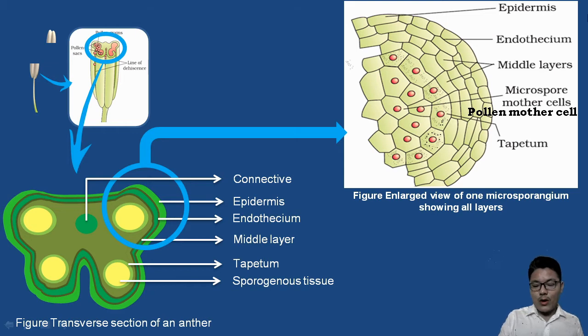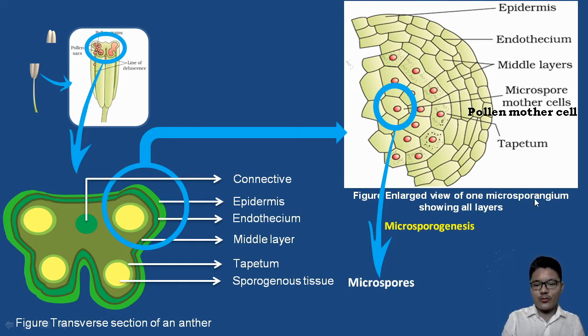Microspore mother cells will later form microspores, and the process of formation of microspores from microspore mother cells or pollen mother cells is known as microsporogenesis. I repeat, microsporogenesis is the process of formation of microspores inside the microsporangium from microspore mother cells or pollen mother cells. Microspores formed will later develop into pollen grains.